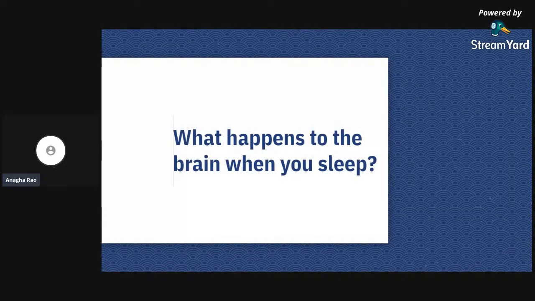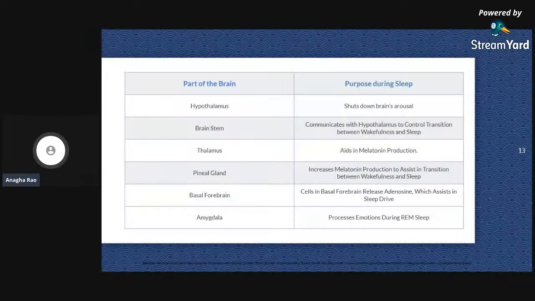What happens to your brain when you sleep? Actually, there are different parts of the brain that contribute to making sure that you have a restful sleep. We have the hypothalamus. The hypothalamus is the part of the brain that shuts down the brain's arousal. It sends signals that the brain should calm down, and it sort of controls the transition between wakefulness and sleep. Next, we have the brainstem. The brainstem plays a special role in REM sleep because it can send signals to the brain to relax body posture. It also communicates with the hypothalamus to control the transition between wakefulness and sleep.